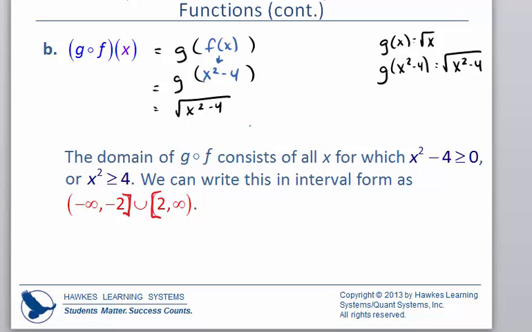All right, and so you can see just by testing a couple of points that we have things that work. If we were to plug in, say, 5, squared would be 25 minus 4. That's going to be fine. If we plugged in negative 5, squared would be 25 minus 4. That would be fine. If you plug in a 2 or a negative 2, you're going to be taking the square root of 0.